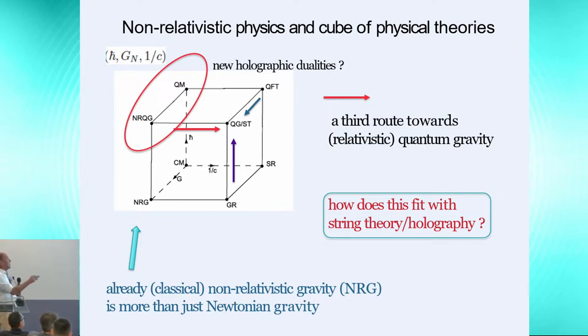Now, once you're here, you might wonder, what is this and how does this fit with string theory and holography? In this corner, holography is a duality between string theory and non-gravitational quantum field theories, like N=4 in this corner. So you could also suspect that if you understand this better, there might be simpler or novel holographic dualities in this non-relativistic side of the cube.